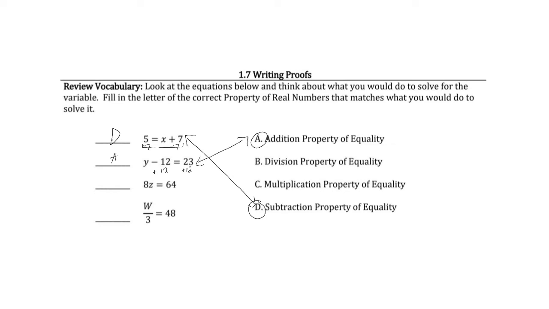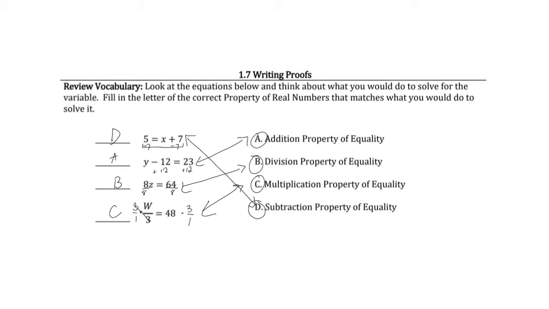The next one, we have 8 times z. Well, to get this equal to 1z, we need to divide both sides by 8. So division property of equality. And then the last one, to get this 1/3 w, we need to multiply by the reciprocal. So we're multiplying by 3/1 to both sides to get rid of that 1/3 w. So that means we're using the multiplication property of equality.